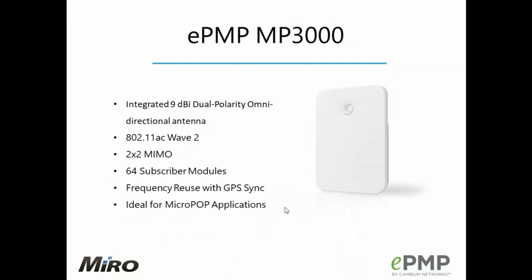Then moving on to the newest addition to the ePMP range, which is your ePMP MP3000. So MP for MicroPOP. Essentially, guys, it's very easy to understand this unit. It is actually the same set as the ePMP 3000. It just takes on a slightly different form factor. So instead of a connectorized unit, we have an integrated unit that has a 9 dBi dual polarity omnidirectional antenna. Okay, so where this differentiates itself is that it is a radio and a full 360-degree antenna all in one.